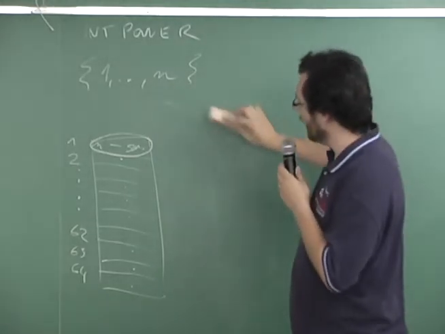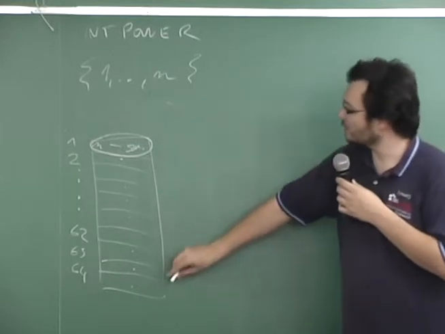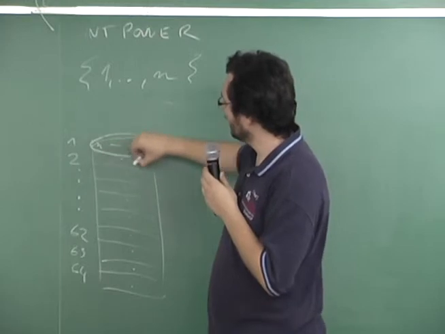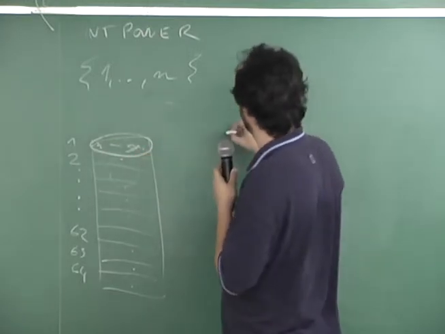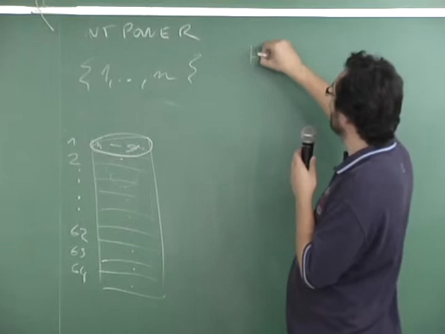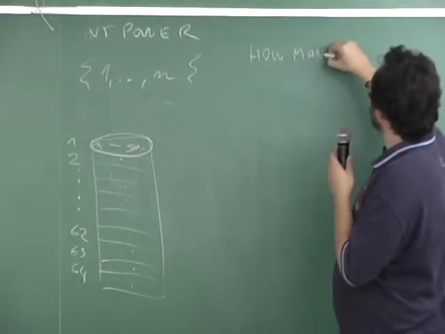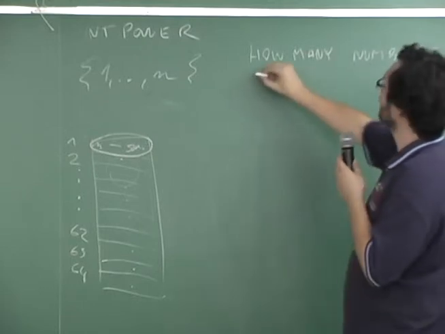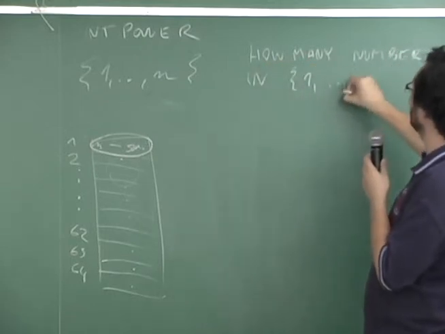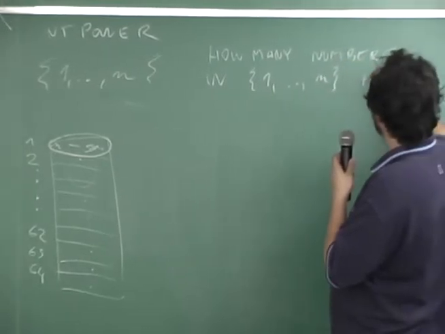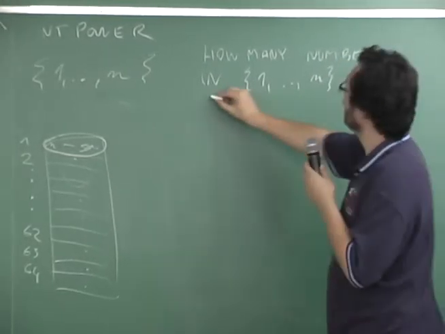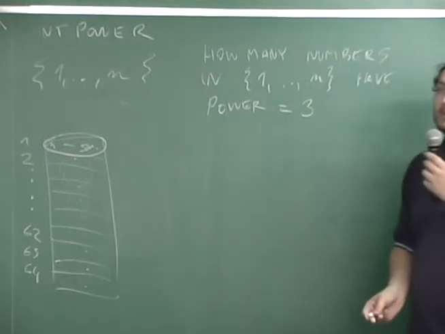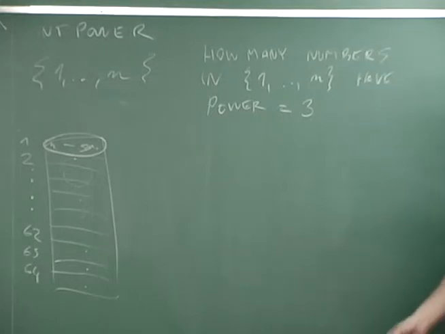So what we will be doing is computing these values bottom up. And when computing a given cell, for example, we want to know how many numbers in the set 1 through n have power exactly equal to 3. This is the question we want to answer. And how to do this?